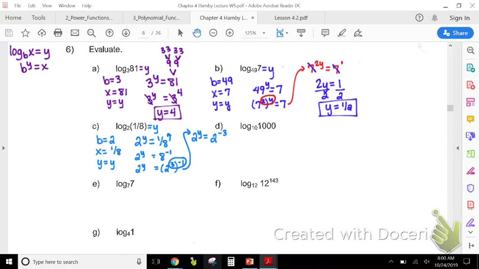I would not put that back into a fraction. Why? I don't want a fraction. My bases are equal though, aren't they? So we can ignore those bases because we know our exponents have to be equal. So y is equal to negative 3. There's nothing to solve, so there's my answer.